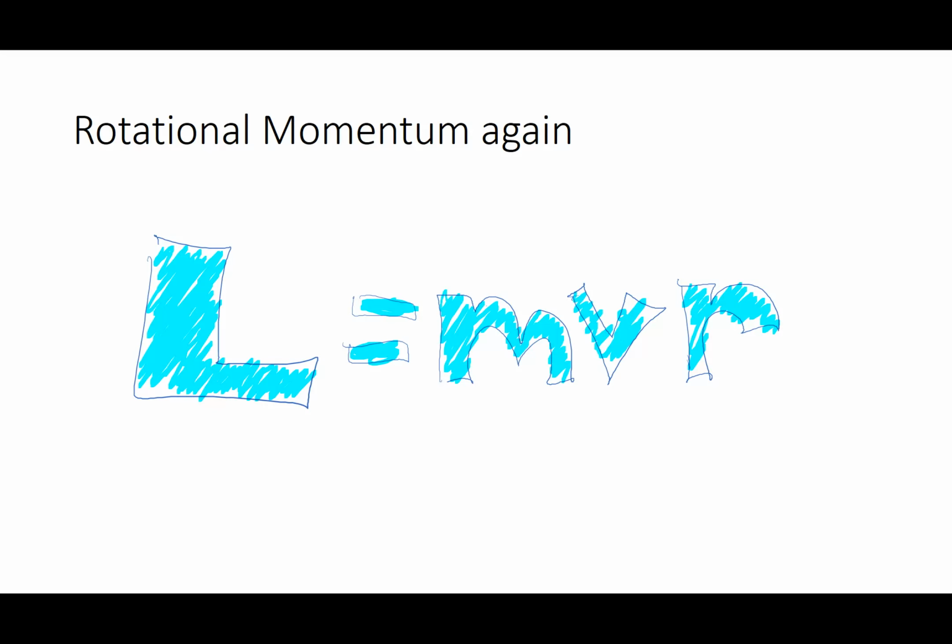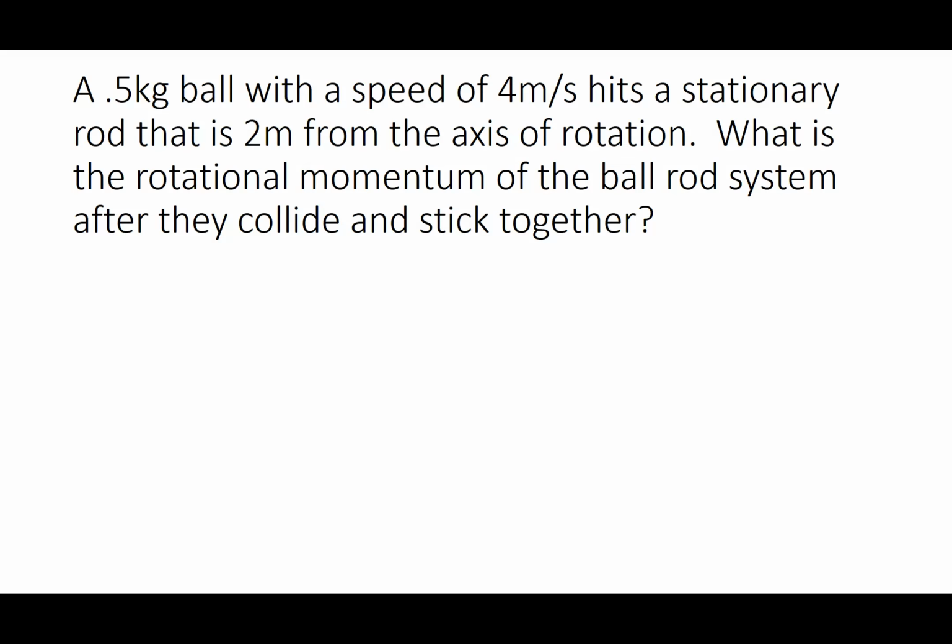All right, there's more to rotational momentum. There's another way to solve. Not only does L equal I omega, but it also equals mvr. So if I have a small mass, even a big mass, with a straight line velocity, and then it hits an object that is a radial distance away from the axis of rotation, this is an alternative way to solve for rotational momentum. Let's look at what a problem would look like.